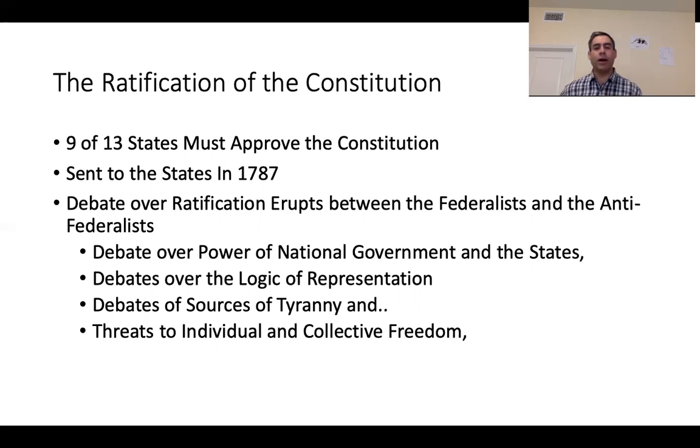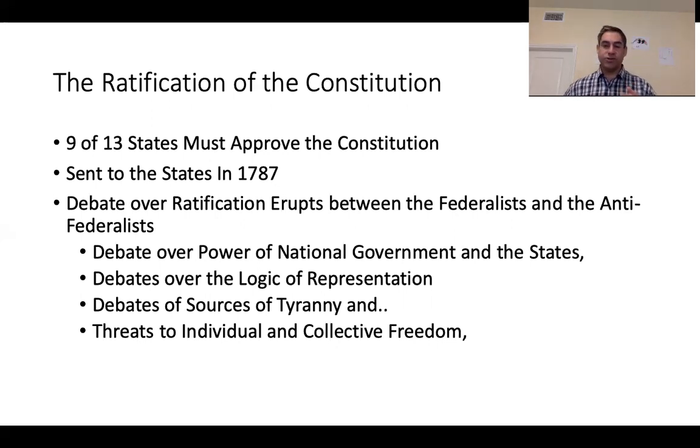So the debate's going to erupt. And in general, it will erupt over the extent of power that should be given to both this new national government and retained to each of the states. Debates over the logic of representation: how should those who now will represent people and states within this new national government aspire to make decisions on behalf of people and states? They're going to debate where the threats to tyranny are. Again, this idea that is it going to be a threat of the new monarch, threat of the elite, or is it going to be a threat of mob rule?